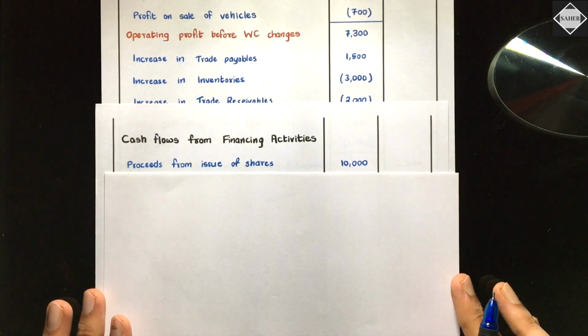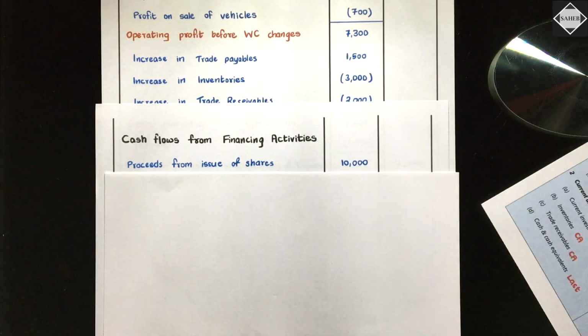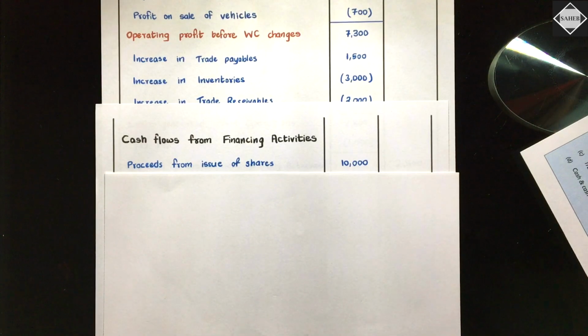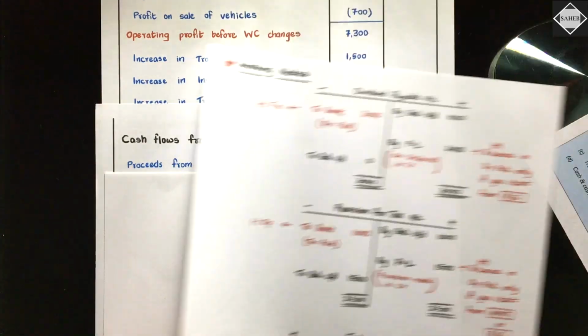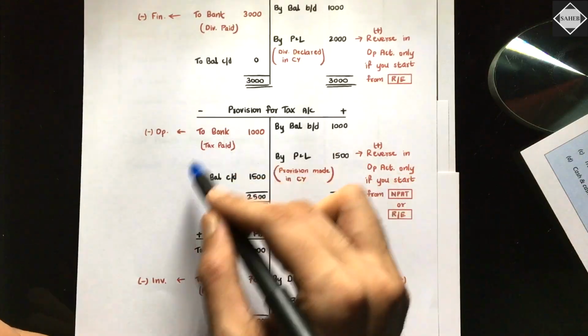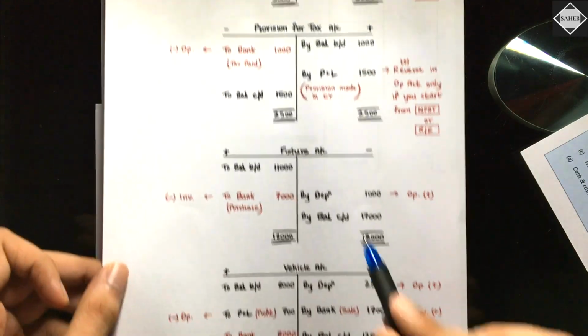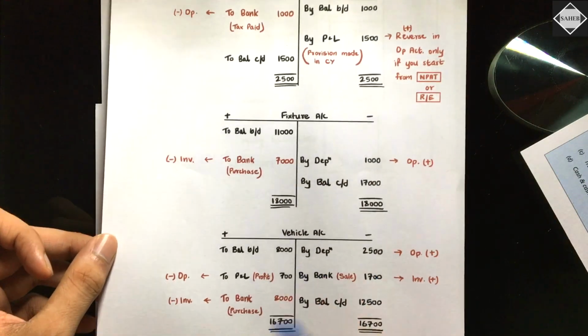Is it clear? Okay, next see, in the ledger account, what do we have? In the ledger account we have, see, dividend paid, isn't it? If you see here, there is not any cash flow from financing activity, and in fixture also it's not there, in vehicle also it's not there.